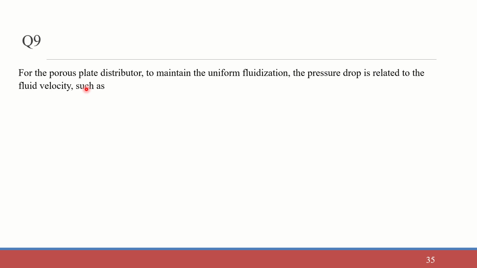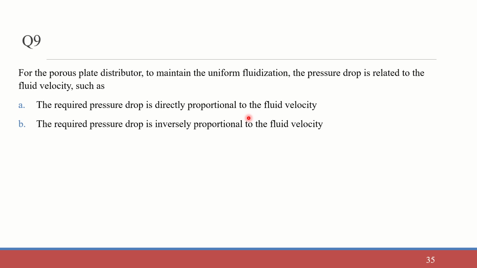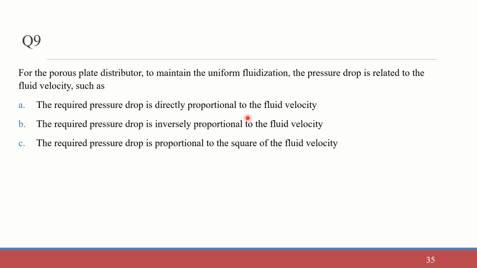Now let us see question 9. It is given that for the porous plate distributor, to maintain uniform fluidization, pressure drop is related to fluid velocity such that: option A, required pressure drop is directly proportional to fluid velocity; option B, required pressure drop is inversely proportional to fluid velocity; option C, required pressure drop is proportional to the square of fluid velocity; option D, none of the above.